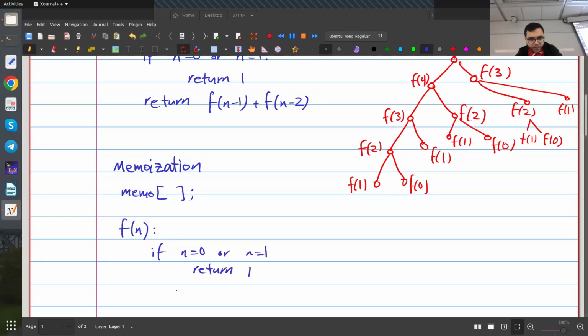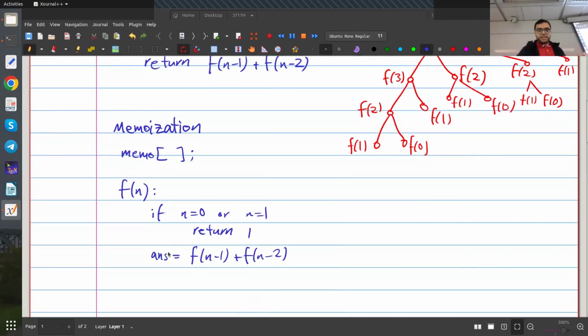Otherwise, find this value, that's my answer. So it is f of n minus 1 plus f of n minus 2. But now, before returning this answer, just write it in the memo so that you remember it, so that next time if you want to calculate f of the same value, you don't have to do it again.